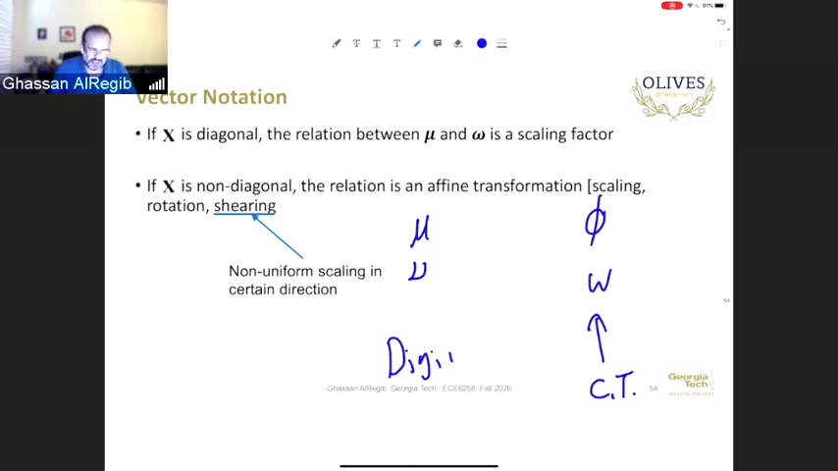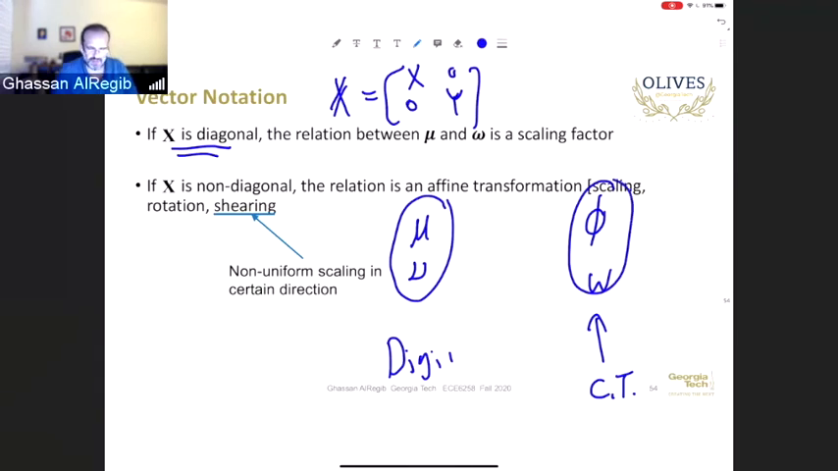And that mapping can be as simple as this: if x is diagonal, that means I have a rectangular lattice, so our x has some number x0 and 0 and y. It's a diagonal matrix. Then what we have between these frequency variables and these frequency variables will be nothing but a scaling factor. We are really scaling these frequency variables.